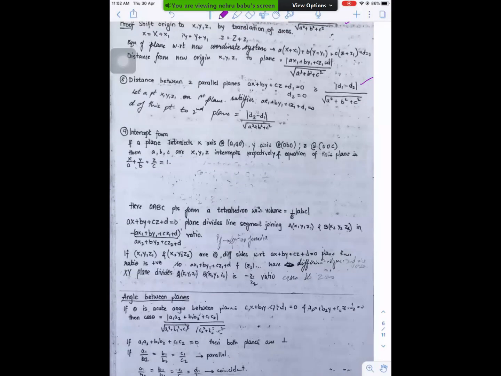And the intercept form. If a plane intersects the x-axis at A, y-axis at B, z-axis at C, then A, B, C are called the x, y, z intercepts, and the equation is x by a plus y by b plus z by c equal to 1. In this case, just to write, if OABC is a tetrahedron, its volume is 1 by 6 of the box of a, b, c, that means abc by 6.